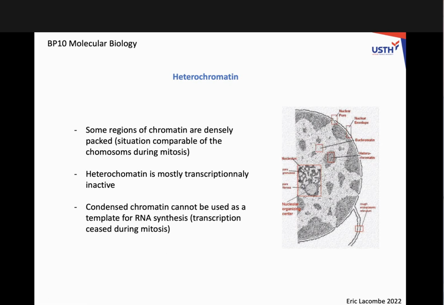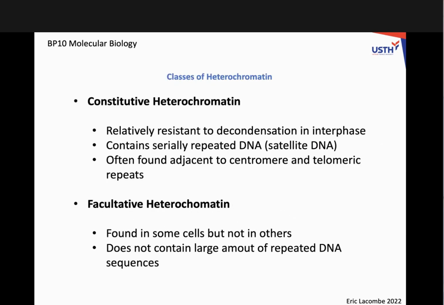So the first interesting point is that the state of compaction of chromatin has a direct link to the possibility of transcription of a specific locus. This is going to be important in terms of gene regulation. For heterochromatin, it's a little bit more complex than euchromatin.